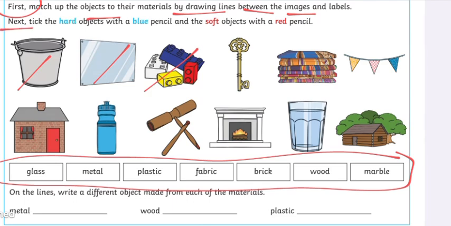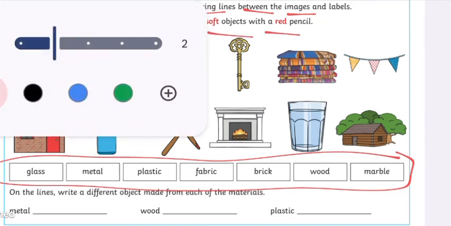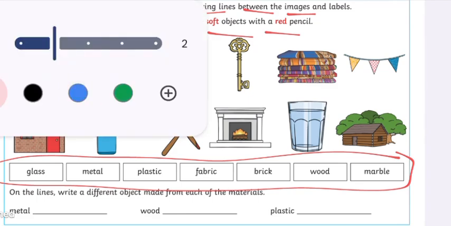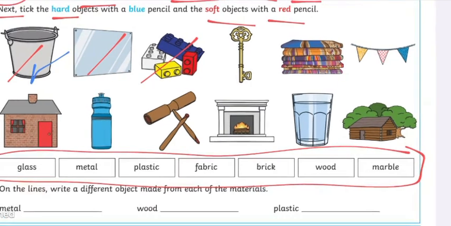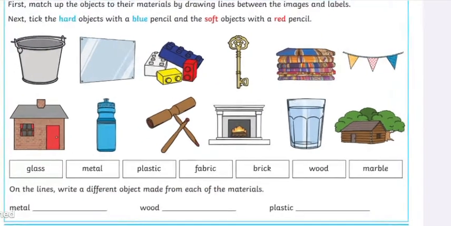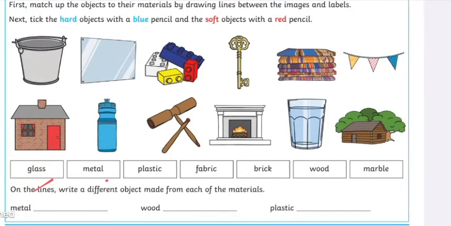Next, he asks me to color. Take the hard object with a blue pencil and the soft one with red. So I will take the blue for the hard one, for example the bucket, because it's hard, it's metal. As for the soft one, I will take the red and, for example, color the fabric and the decoration and so on. Teacher, we won't color today. Does the exam ask me to color? No. So we will solve directly. We have glass, metal, plastic, fabric, brick, wood, and marble.